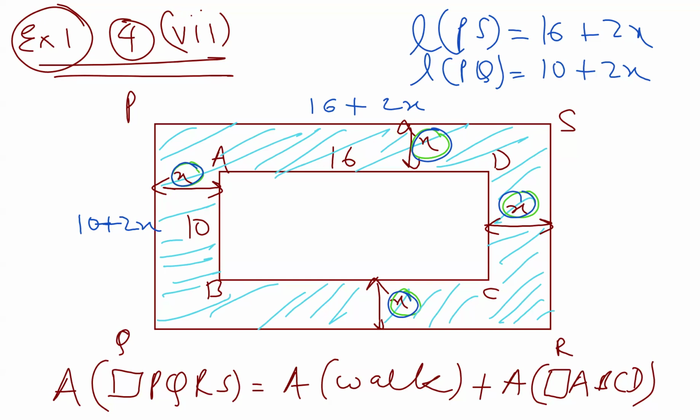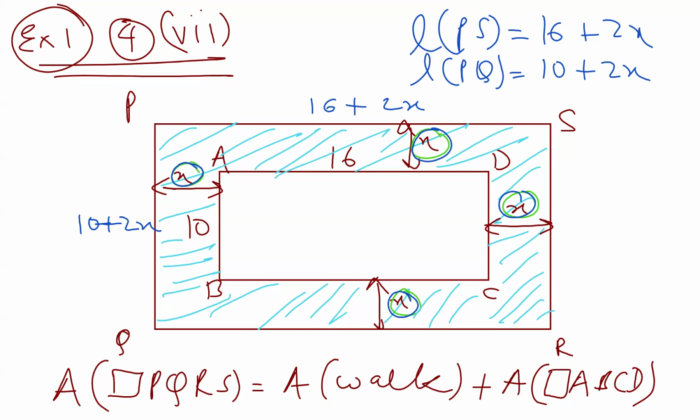Okay, so that's absolutely correct. Area of rectangle ABCD plus the blue colored part, which is the area of the walk, is equal to area of the outer rectangle PQRS. Fine. I hope everybody understood this. Guys, just give me a feedback. Have you understood this over the chat box? Please tell me.